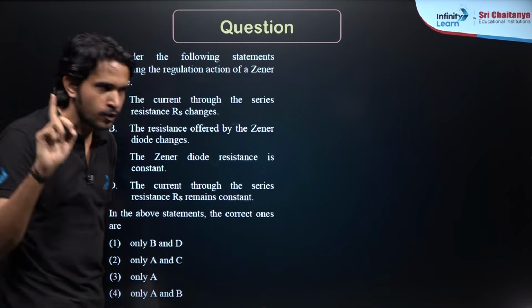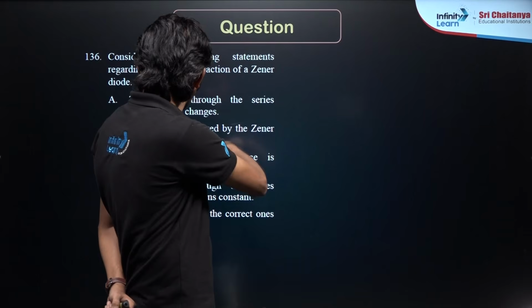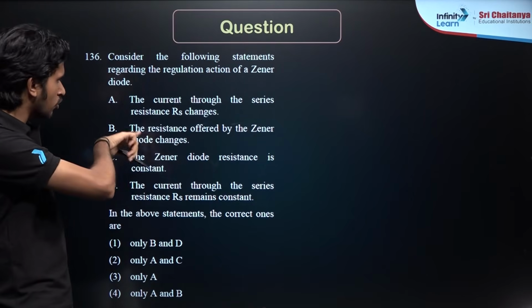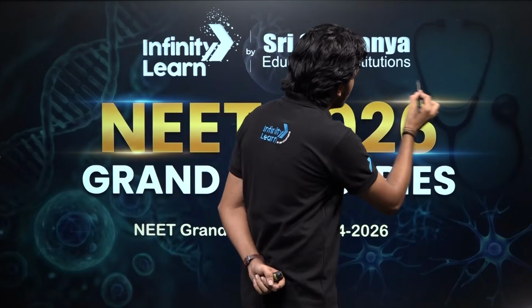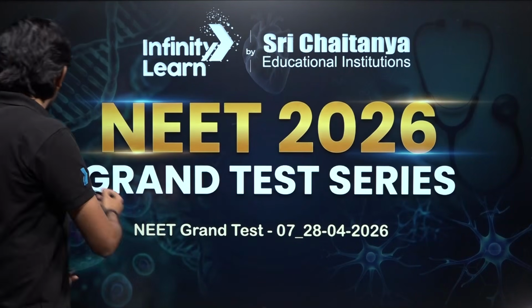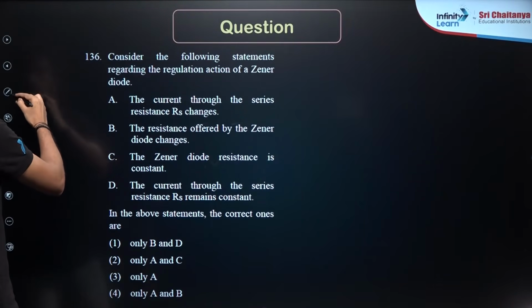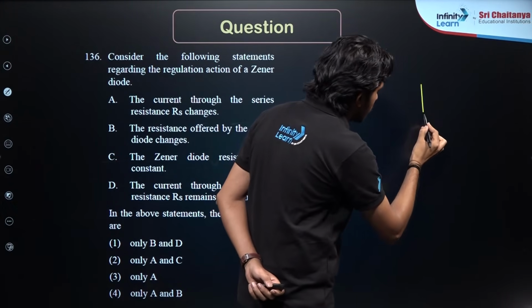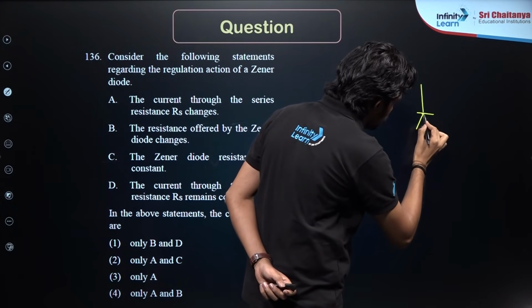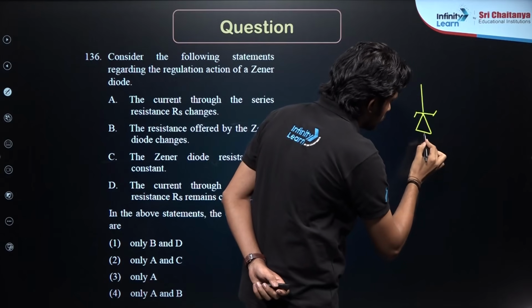So first of all, before moving to this assertion reason or whatever the options are, we need to understand what a Zener diode actually is. What is a Zener diode actually? A Zener diode is a switch. Basically we use the Zener diode as a switch.